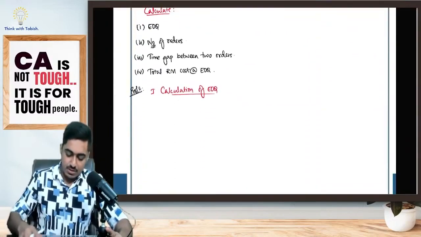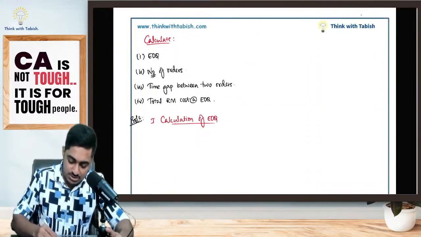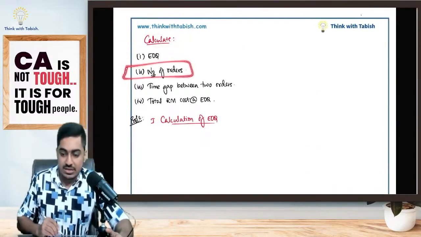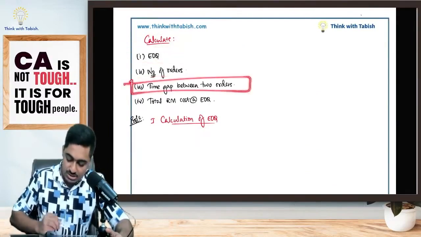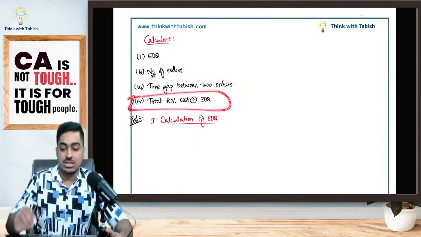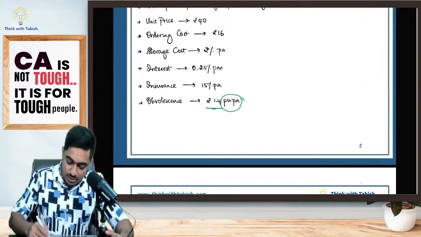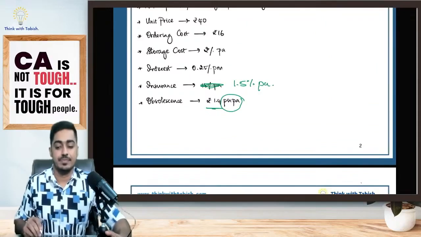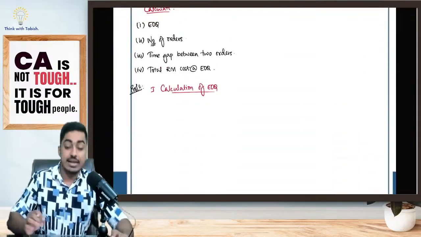Great. Okay. The question is telling what all is needed. EOQ will have to be calculated. The number of orders is needed. The time gap between two orders is needed. The total raw material cost at EOQ is also needed. Insurance is 1.5% per annum. It's not 15%, it's 1.5% per annum. Yes. Let us calculate.